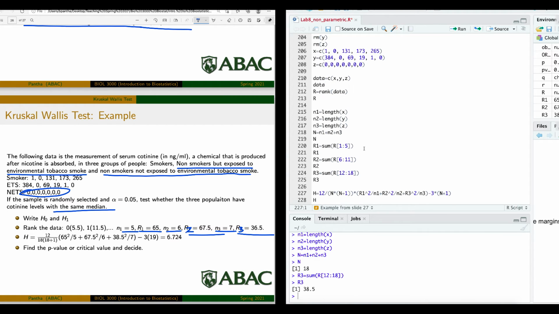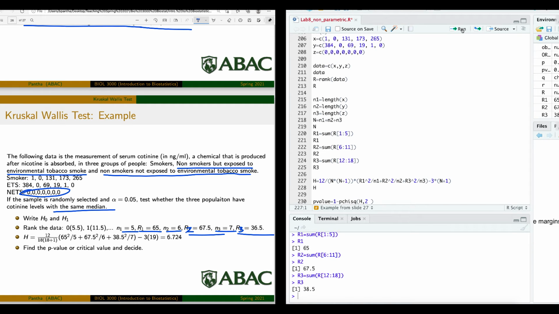So all right, what is R1? R1 is the sum of ranks on the first column, right? So what are the ranks in the first sample? There are 5 data points, 1, 2, 3, 4, 5. These are the ranks for the very first sample. If you add them, let me see what we get. We get R1 is 65. Similarly, you add the ranks for the second sample and the third sample. We got 67.5 and 38.5. That's what you get. Okay, now we find out H.